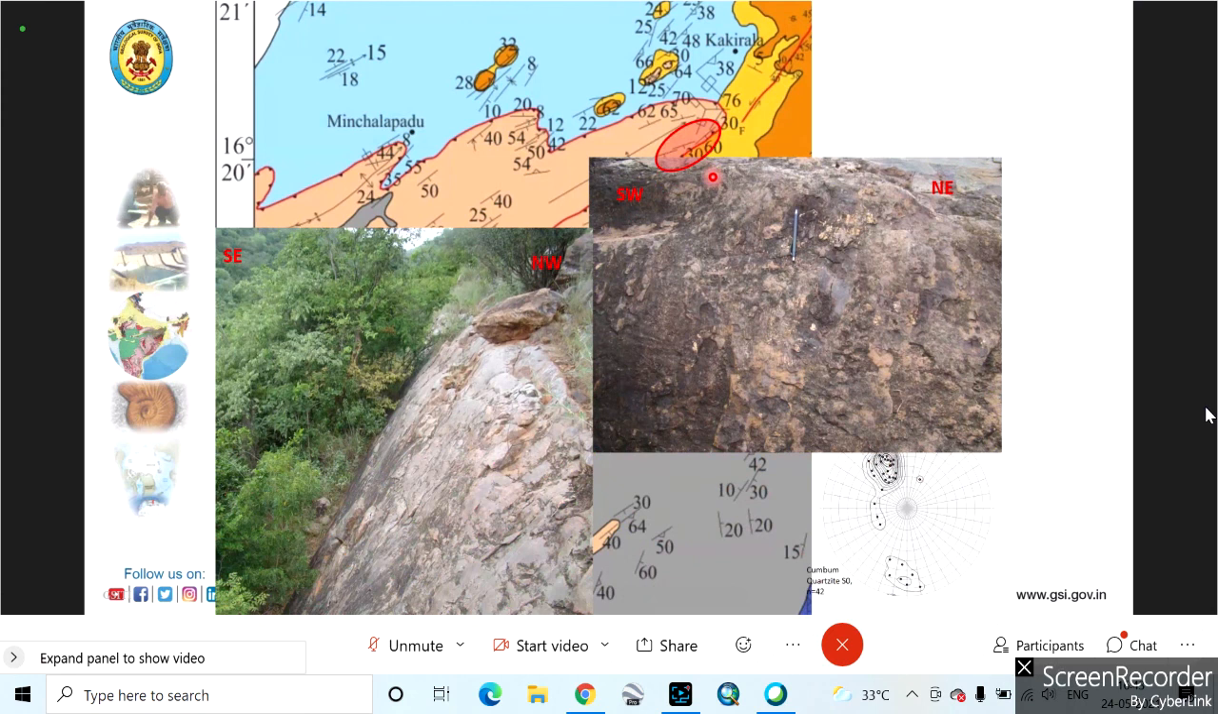Okay, here you see one of the limbs of that fold, what I was showing in the Google image. The left side photograph shows a very steep limb, and on that limb you can notice a lot of slickensides are present. The right side photograph is actually the slickenside photograph. Highly developed slickensides are present.